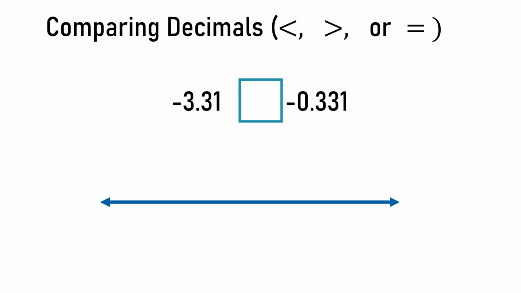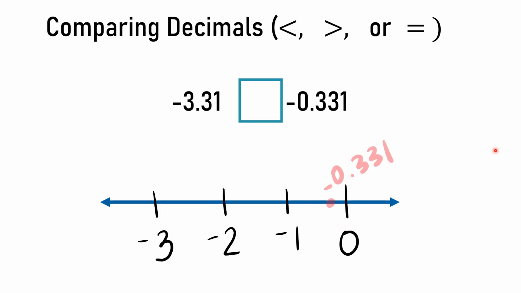Next we have negative 3.31 and negative 0.331. Start by plotting 0 on your number line. We've got a pretty big range of numbers here, so we're going to go negative 1, negative 2, negative 3, and then plot the numbers. Negative 0.331 would be in between 0 and negative 1, a little bit closer to 0. And then negative 3.31, or negative 3 and 31 hundredths, would be a little bit past negative 3. So negative 0 and 331 thousandths would be closer to 0, so we're going to open the mouth towards the greater number.